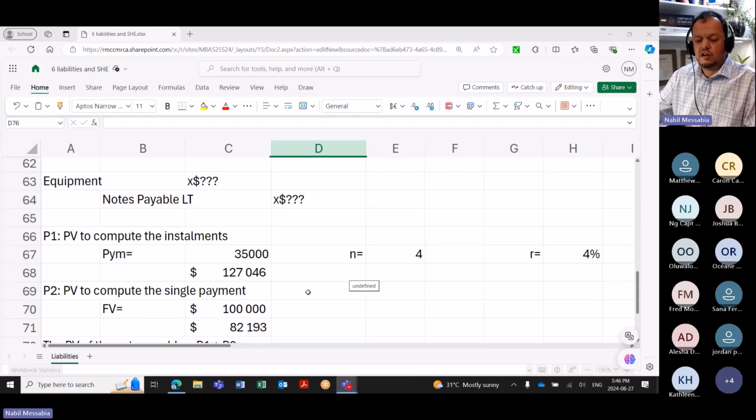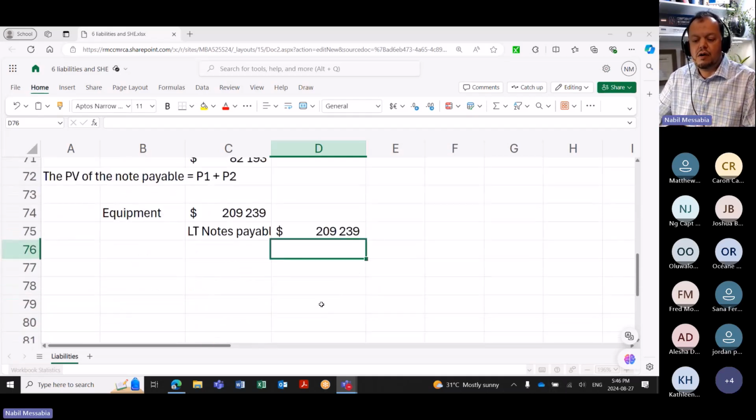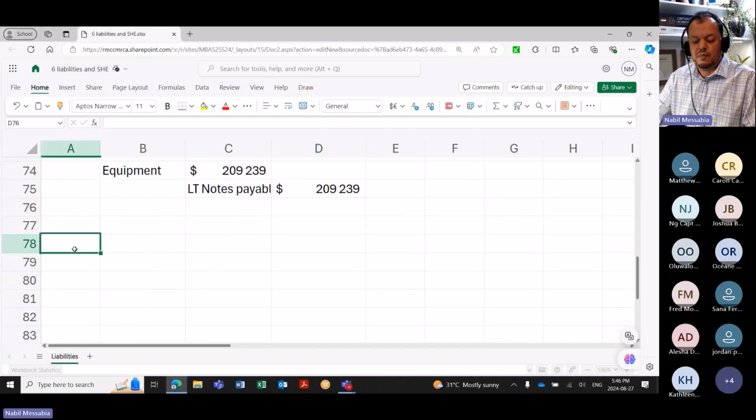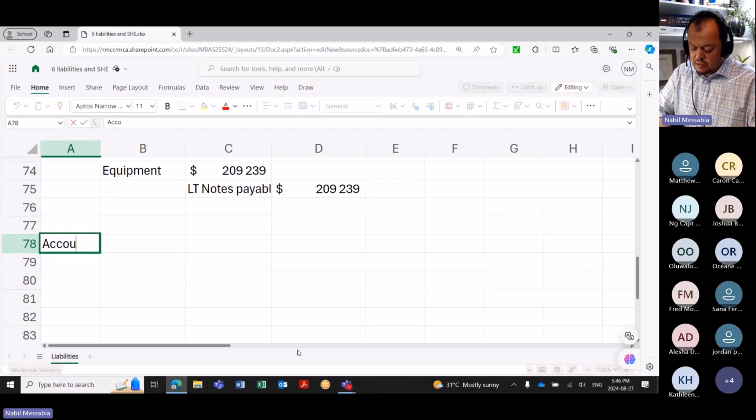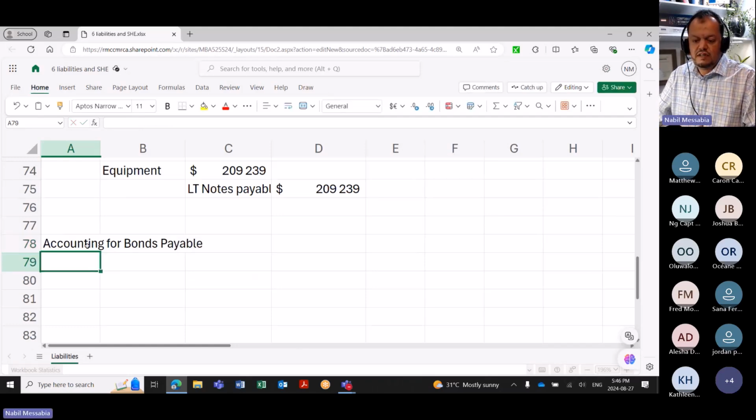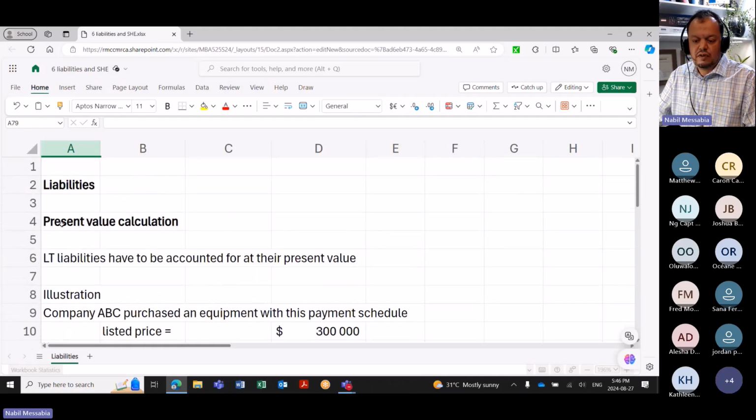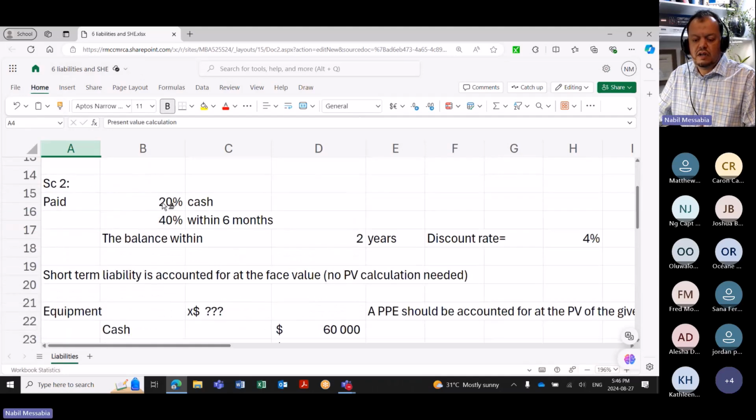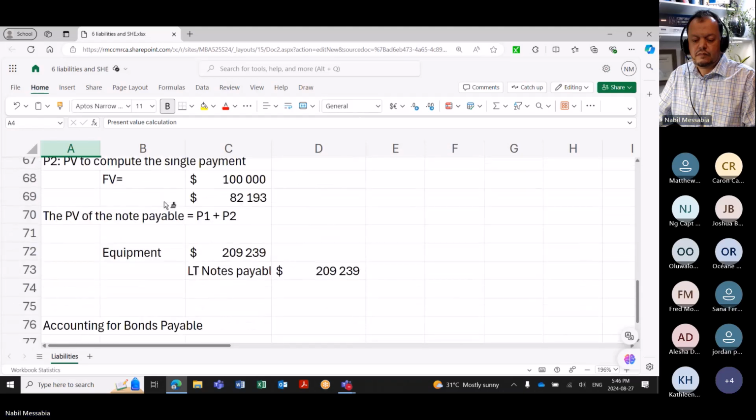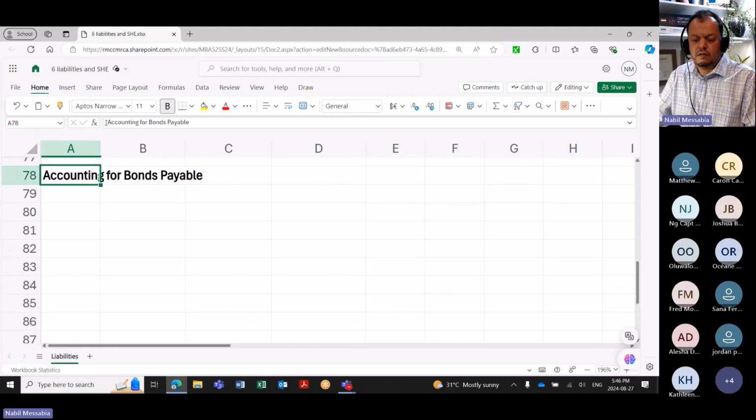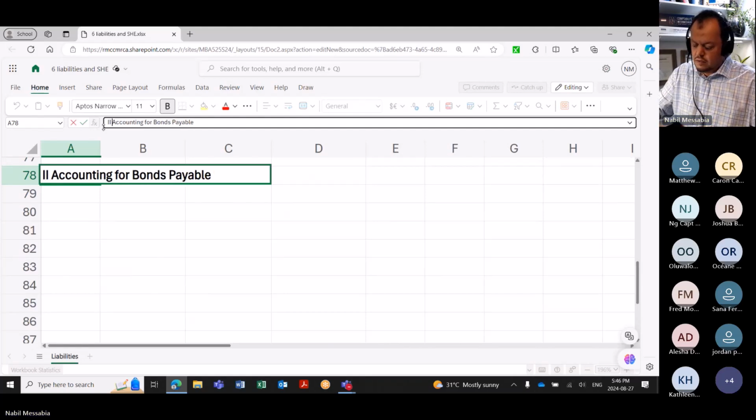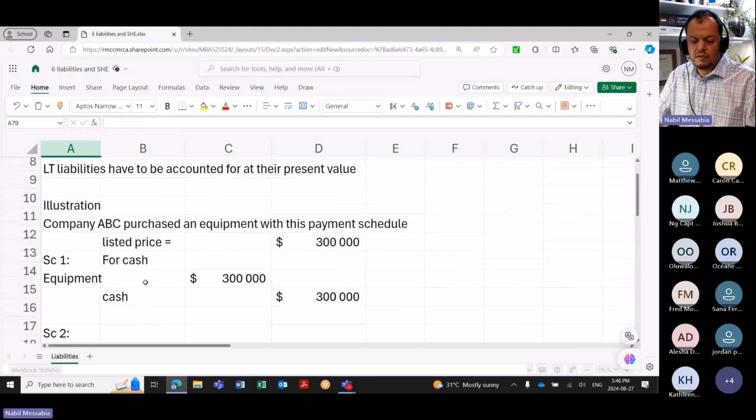Using this same technique of present value, we are going to learn how to account for bonds payable. Okay, accounting for bonds payable. So this is the second subtopic, right? The first topic is present value calculation, and then this will be 2, and 1 was PV calculation.